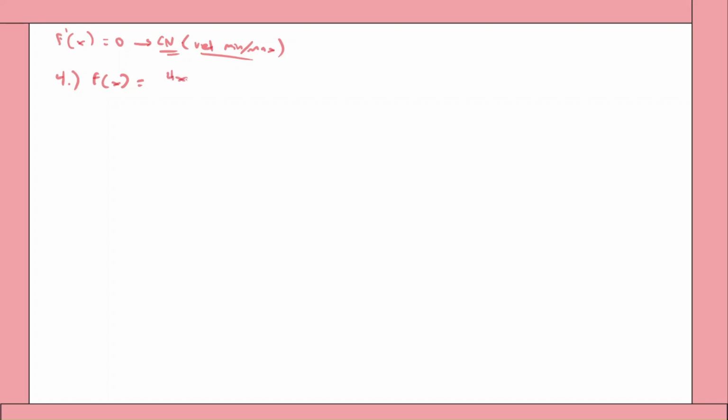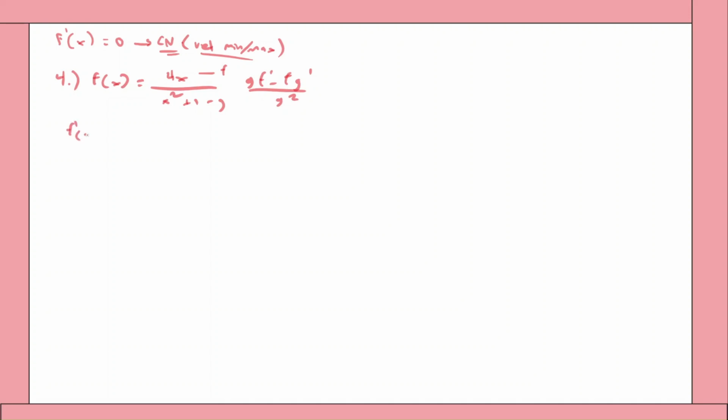The same process kind of applies. So if we had something like 4x over x squared plus 1, how would we do this? Well, what we'd have to do is take the derivative of it with the quotient rule. So we know that this is f and this is g, but the same rule applies. So we'd have g times f prime minus f times g prime, over g squared. So let's do that then.